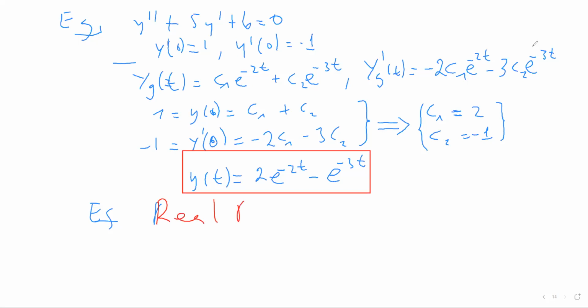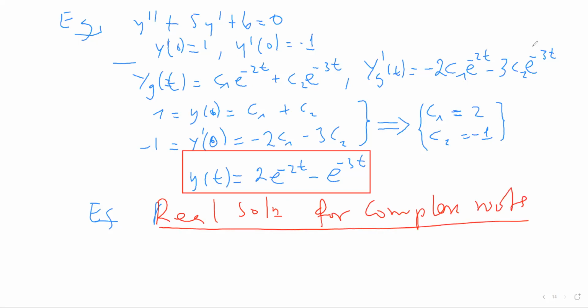So we want real solutions for complex roots. Sorry, not real roots, real solutions for complex roots. That's the most important part. We said that if the discriminant is less than 0, then we have a complex conjugate pair.